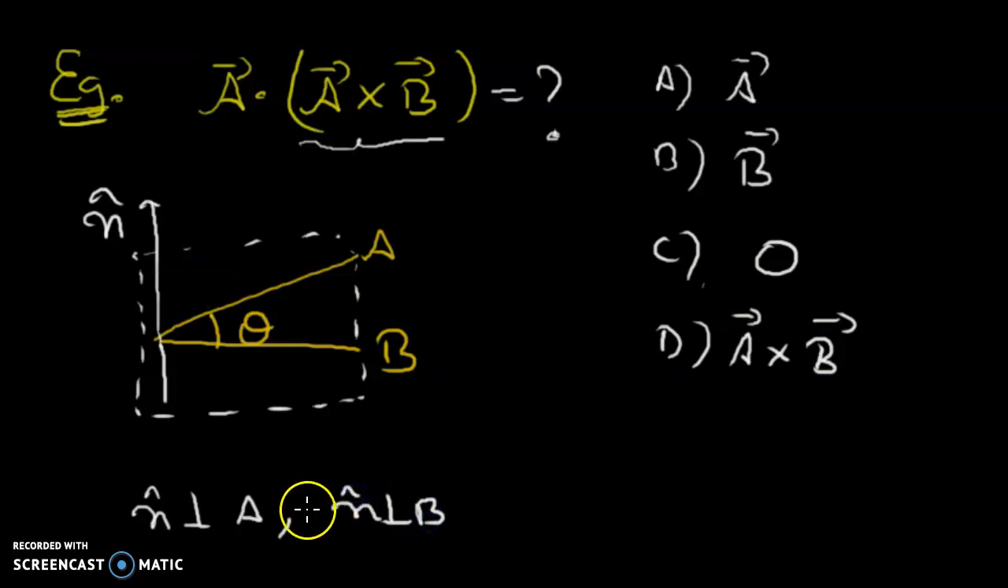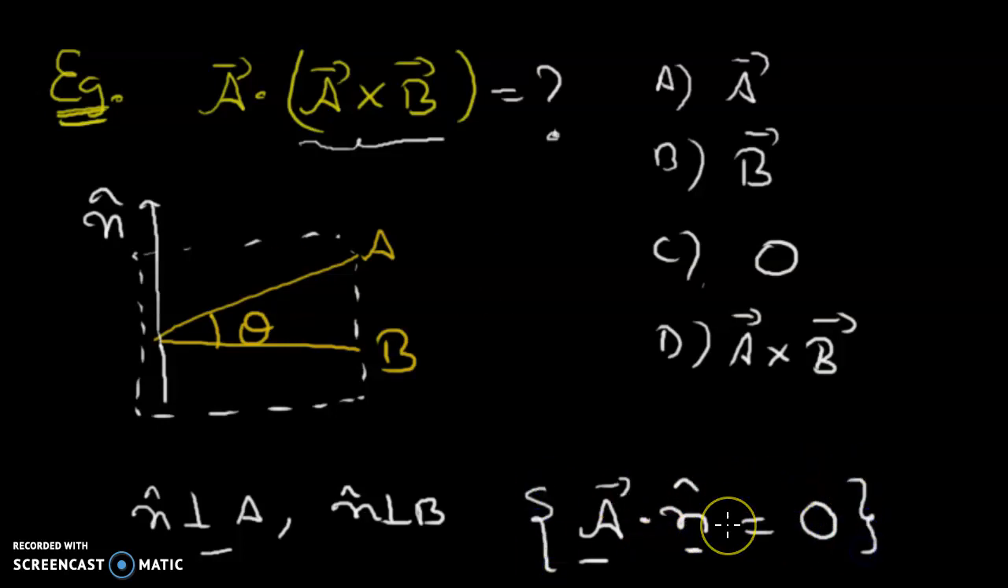Now see, you have to dot product A dot n. Okay, but this is perpendicular to A vector. So if perpendicular, cos 90 would come 0. Dot product of perpendicular vectors is 0, because cos 90 is there. So the answer is C.